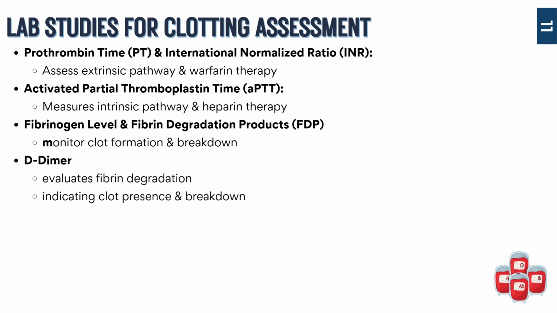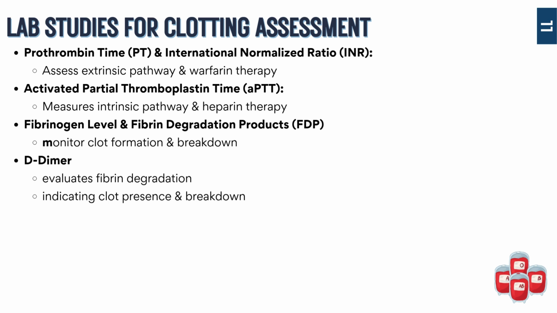PT measures the time it takes blood to clot through the extrinsic pathway, which includes factor 7. You don't have to remember the factor, I'm just saying it, okay? Just remember PT is extrinsic, X, like exit outside the body. It's often used to monitor patients on warfarin therapy because warfarin affects these factors, prolonging clotting time.